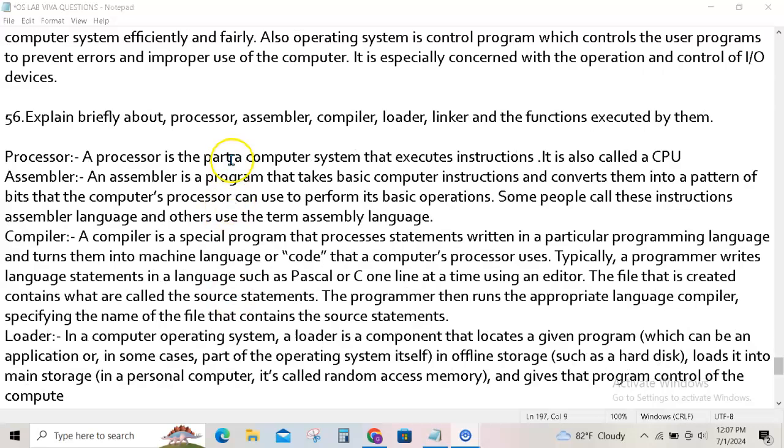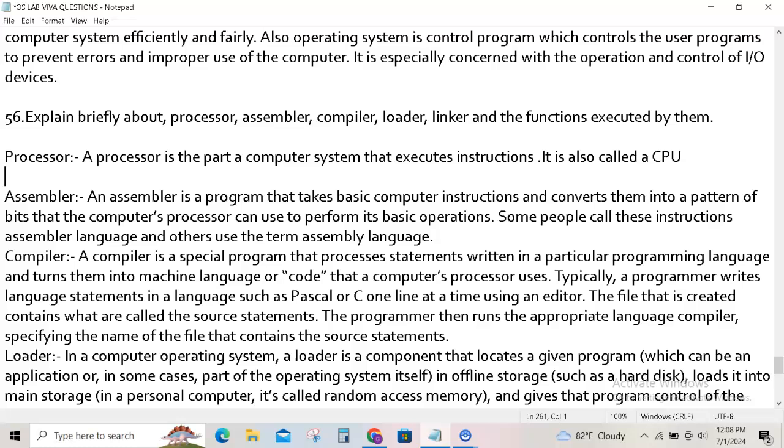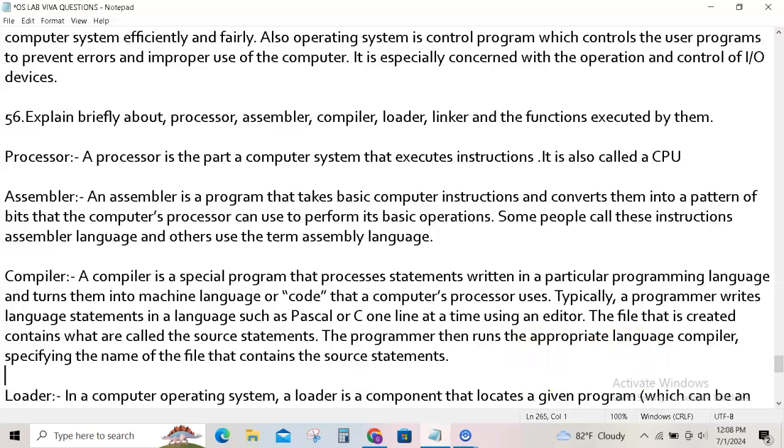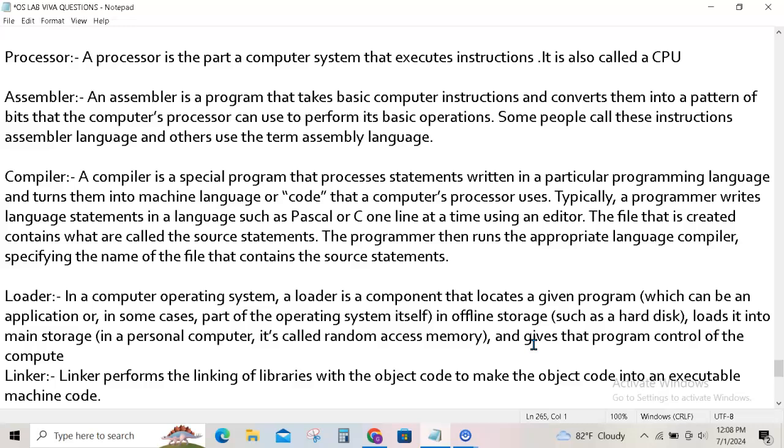Then explain a processor, assembler, compiler, loader, and linker, and the functions they execute. First is the processor. A processor is the part of the computer system that executes instructions, also called the CPU. Next is the assembler. Assemblers are programs that take basic instructions from the computer and convert them into a pattern of bits that is then used to perform different operations. Next are compilers. Compilers are special types of programs that process statements written in a particular programming language in order to turn them into machine language or code.